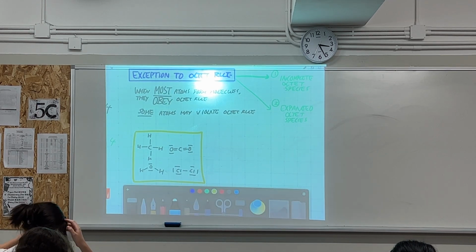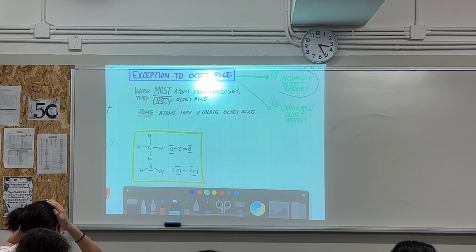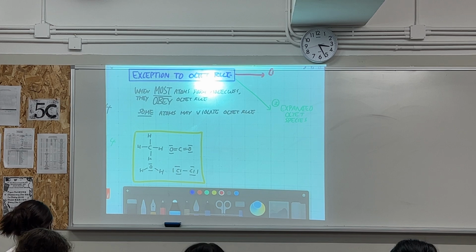The exceptions, though, we have. I think it's best that I draw it in different colors so we can calculate them. So we have incomplete.